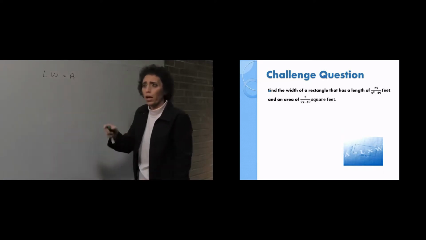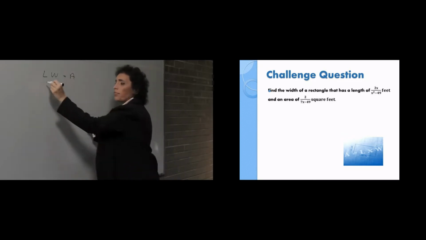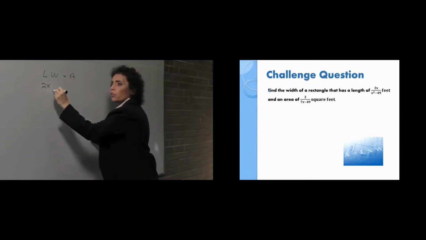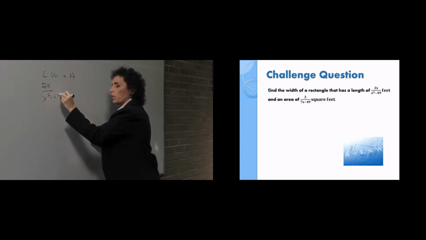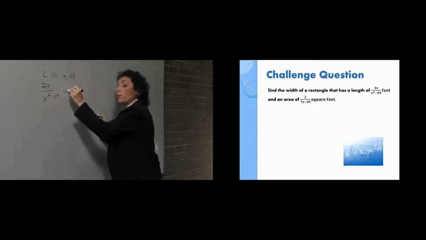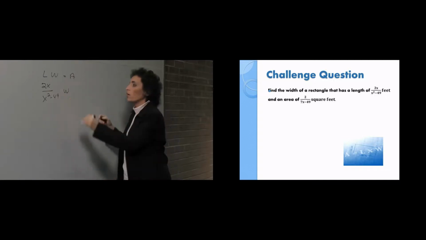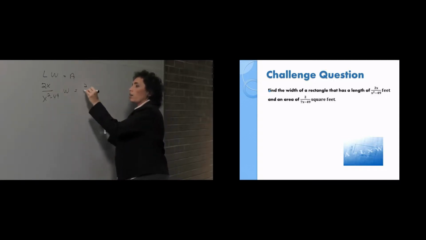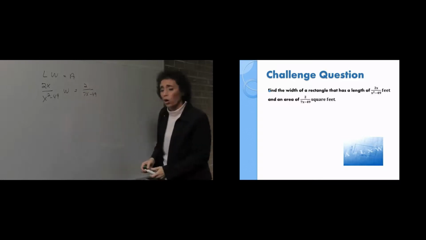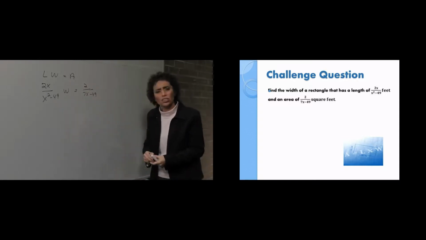We want the width, so we don't know the width. The length is 2x over x squared minus 49. And the width is, I'm going to make it w. I can't make it an x, because if I make it an x, you're going to think that's different now. And that equals the area of 2 over 7x minus 49. This is what I want. How would we possibly solve this?